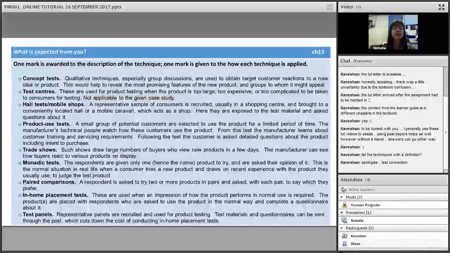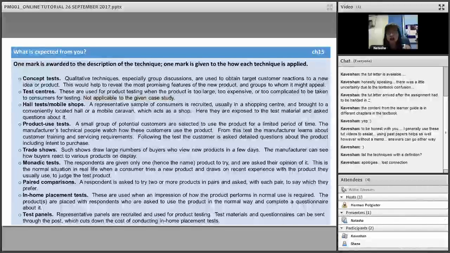Now, you will see that the marks being awarded is 1 mark for the description. Remember, it said you need to describe and discuss. One mark is to be awarded for the actual description of the technique, and then 1 mark for the actual application. Okay, so any 5 with a clear description of what that technique will entail, and then how you think it can be applied in this particular case study.